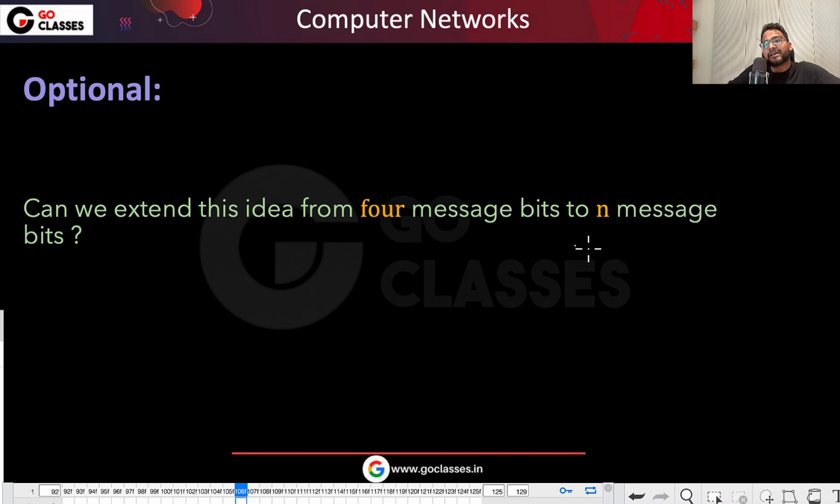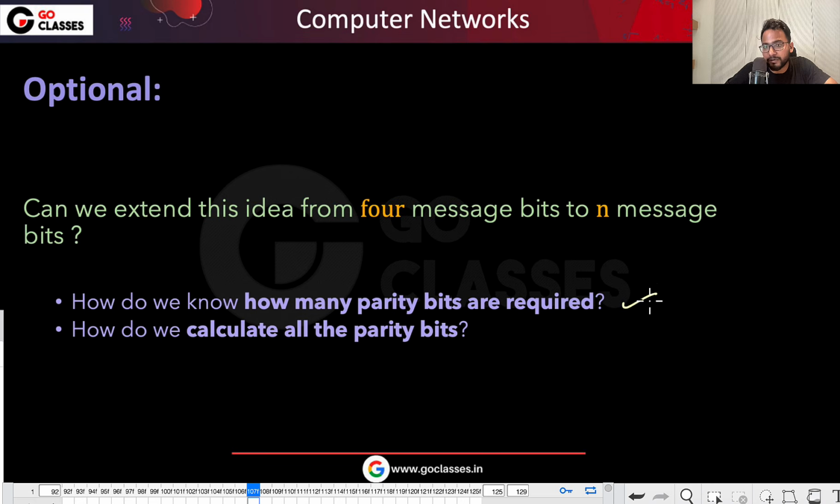But can we extend this idea to n message bits? Suppose there are n message bits, D1, D2, D3 till Dn. Can we make sure that the minimum Hamming distance is 3 even if there are 100 bits? So obviously two natural questions arise: how many parity bits do I need, and how to calculate those parity bits. These are the two questions which I need to answer if I want to extend to n bits.